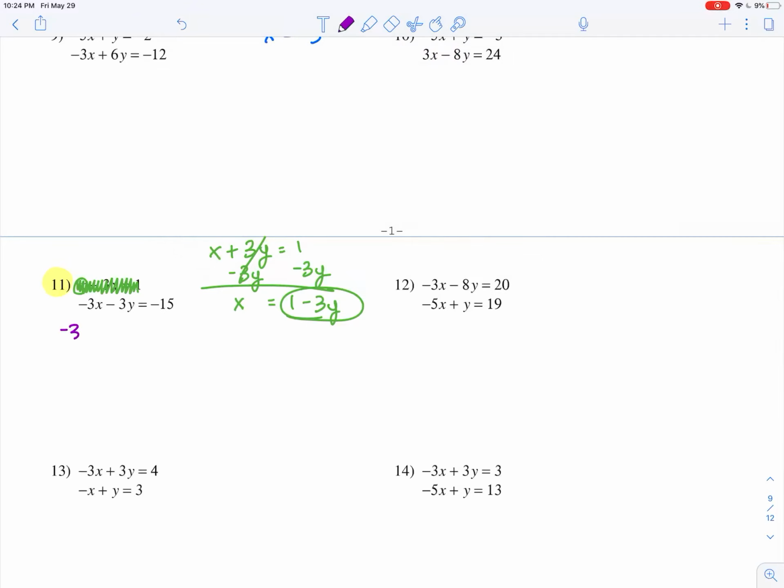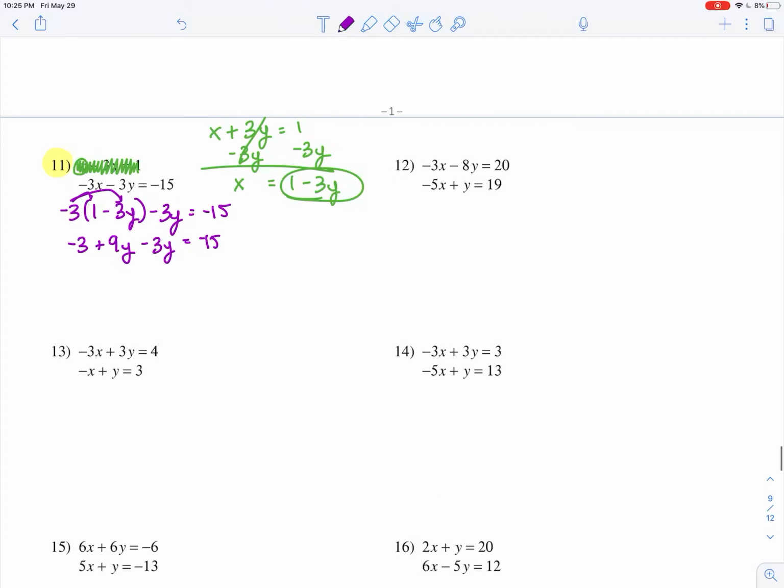So I have negative 3 times x, and I know that x is equal to the quantity of 1 minus 3y. And then I fill in the rest of my equation, right? So this is x minus 3y is equal to negative 15. And now I can go ahead and solve for the variable y, okay? So let's go ahead and distribute this negative 3. So negative 3 times 1 is negative 3. Negative 3 times negative 3y is positive 9y. And then I just fill in the rest. Minus 3y is equal to negative 15.